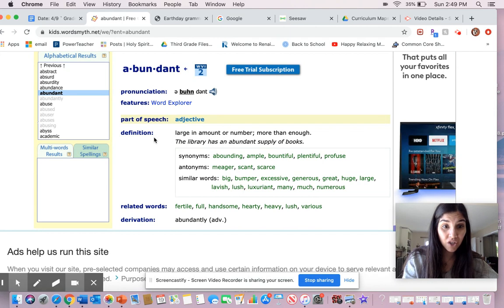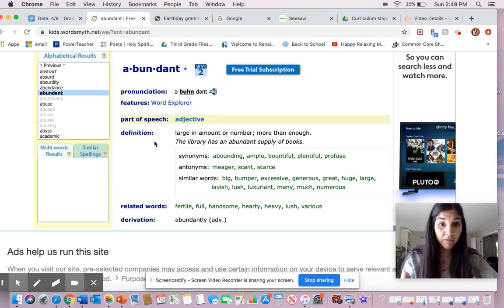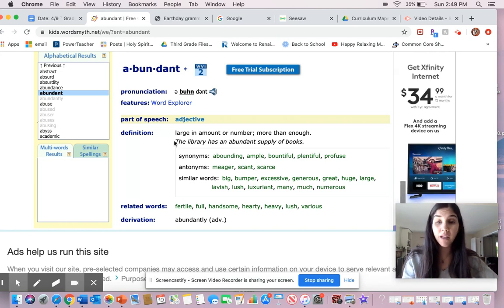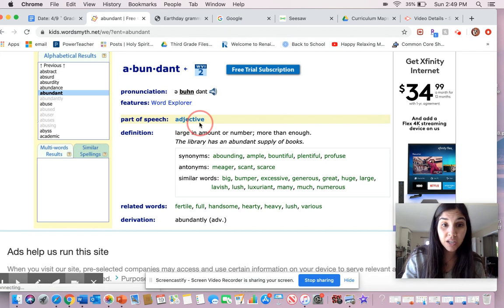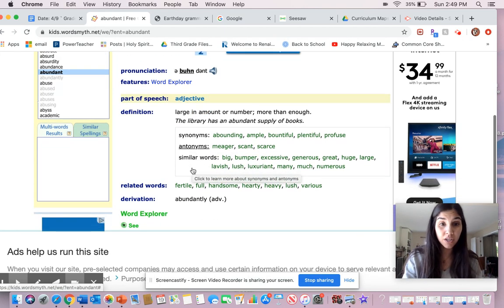And here's the definition. Large in amounts or number, more than enough. An example is the library has an abundant supply of books. We know that libraries have a ton of books. They're abundant. There's a large amount, more than enough. Of course, it says it's an adjective. We know that because we're working on adjectives this week.